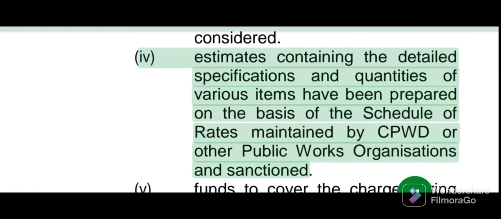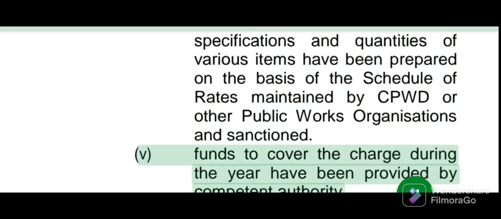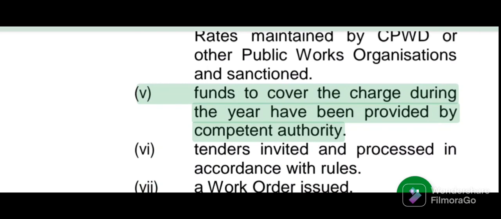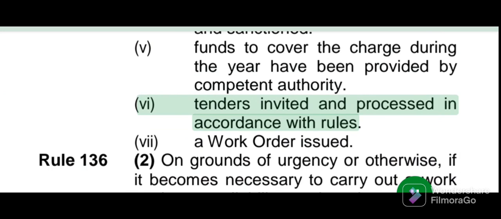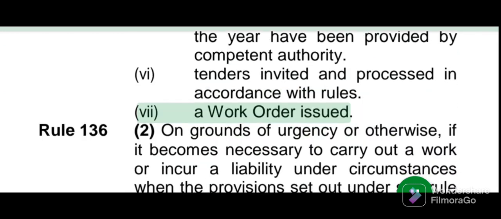IV. Estimates containing the detailed specifications and quantities of various items have been prepared on the basis of the schedule of rates maintained by CPWD or other public works organizations and sanctioned. V. Funds to cover the charge during the year have been provided by competent authority. VI. Tenders invited and processed in accordance with rules. VII. A work order issued.